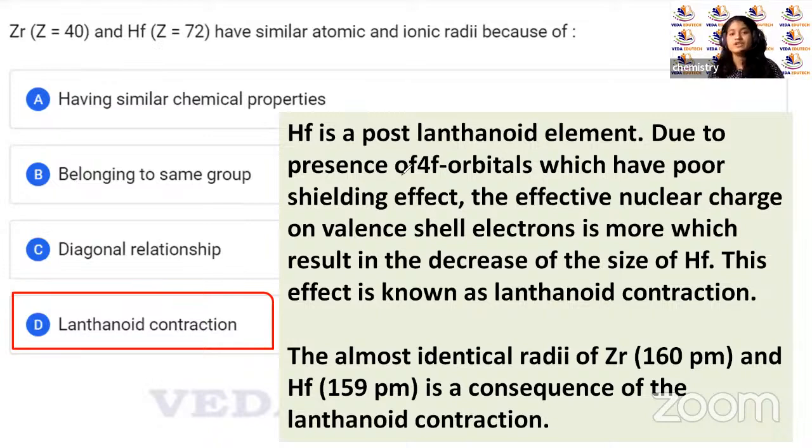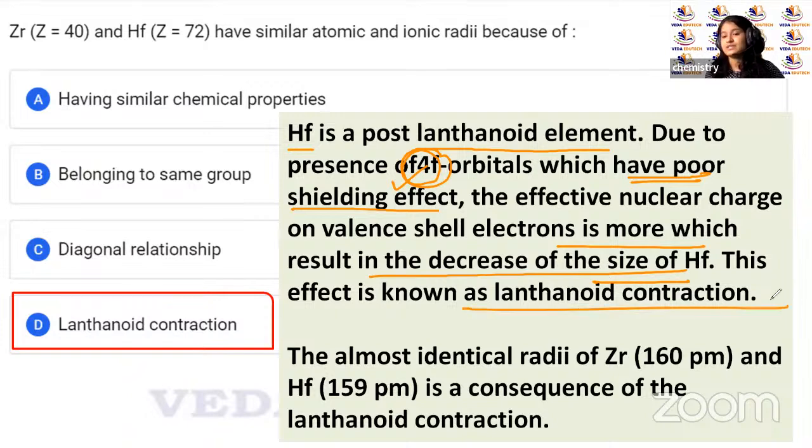Hafnium is a post-lanthanoid element, so it has 4f orbitals, and as we know, d and f orbitals have very little shielding. Here they have poor shielding, so the effective nuclear charge on the valence shell is more, which results in a decrease in the size of hafnium. This effect is known as lanthanoid contraction. Similarly, zirconium and hafnium will have similar radii because of lanthanoid contraction, right?